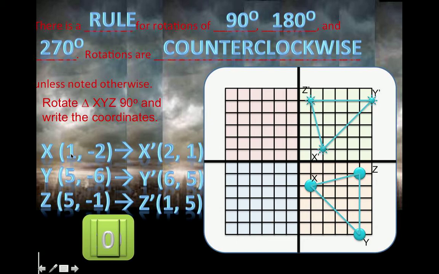So something's happening here. First of all, you'll notice that this is a 1 and a 2, this is a 2 and a 1. 5 and 6, 6 and 5, 5 and 1, 1 and 5. So they're actually going to switch places, and that second value is going to switch from positive to negative or negative to positive, depending on what value it is.